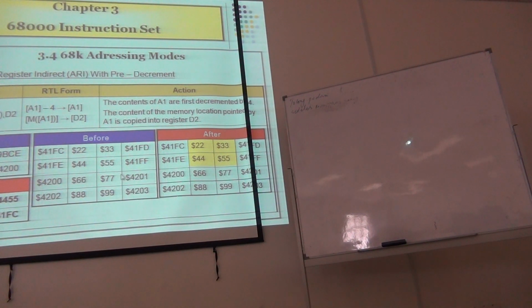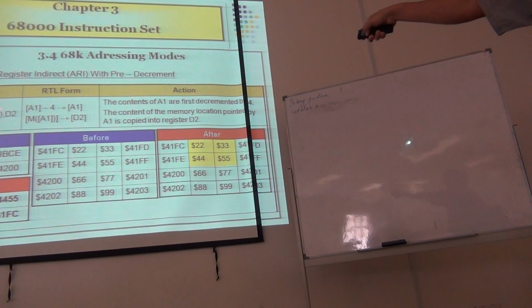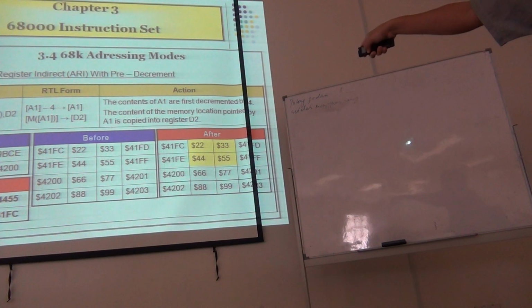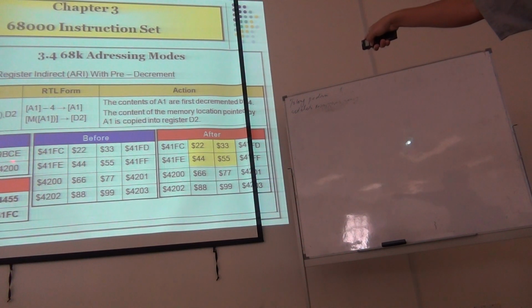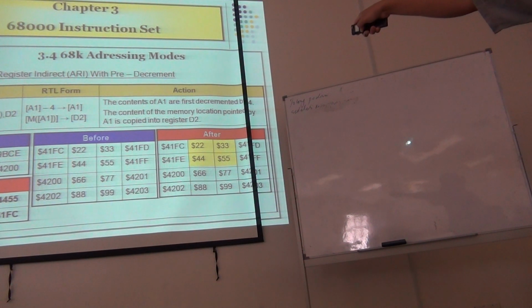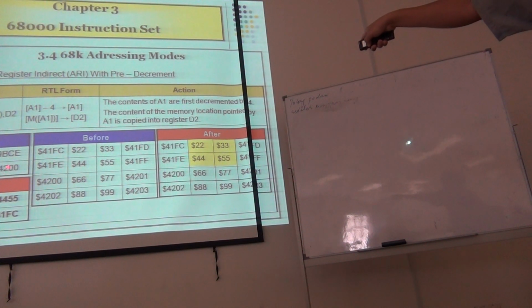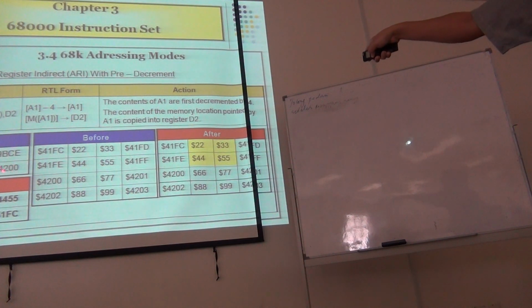Quick one. Alright, move.l -(A1) to D2. You are sending this one. A1 is given this one. D2 is given this one. So you are going to move the value from here. This is long. A1 is given this one. Long minus 4. Betul? So 4200 minus 4 is this value.